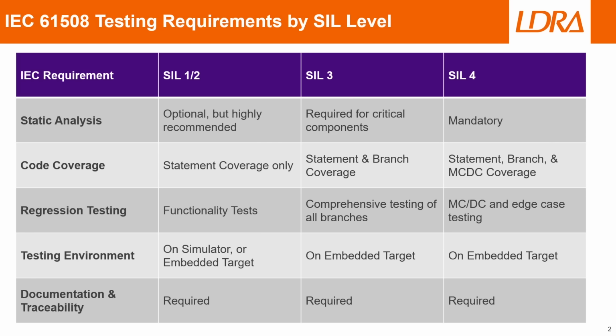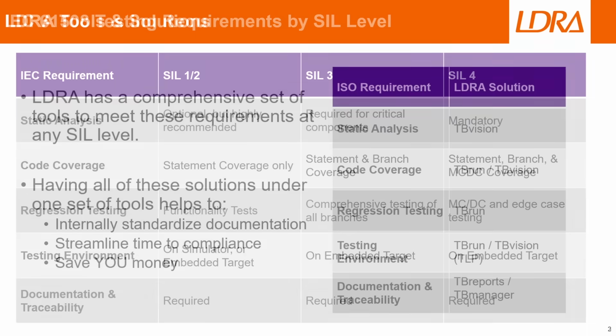The final category is documentation and traceability, and this is required for all SIL levels. You must have documentation for all of the categories listed above: static analysis, code coverage, regression testing, and testing environment. And for traceability, this is also required for all SIL levels. You must have traceability from your requirements all the way down to your source code.